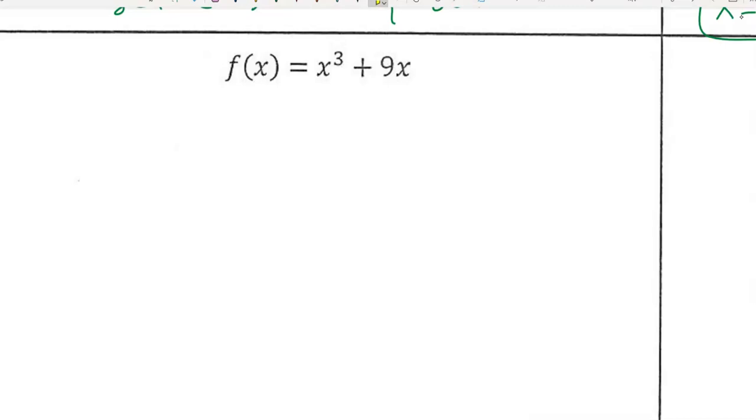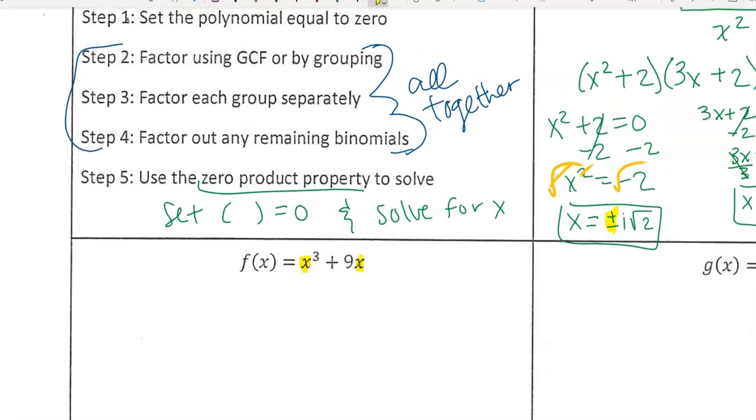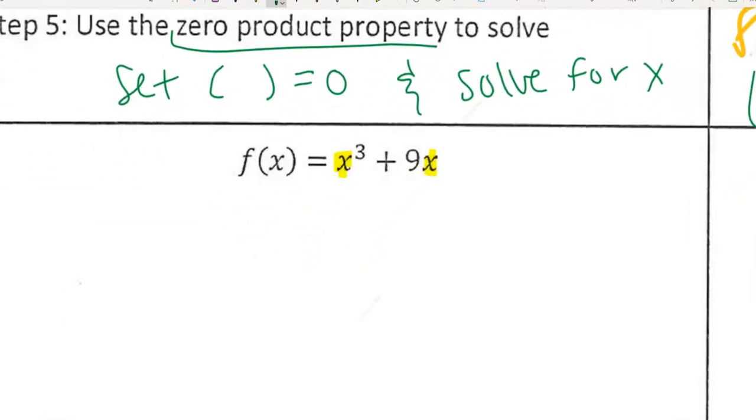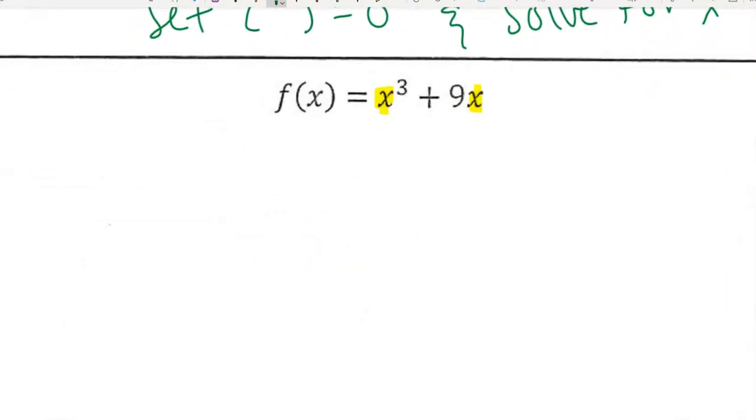Here, both terms have an x, so we can factor this using GCF. And let's read back step 2. It says factor using GCF or by grouping. Now remember, grouping is when we do ABC. And factoring GCF is just looking at all the terms and determining what can be taken out of all of them.